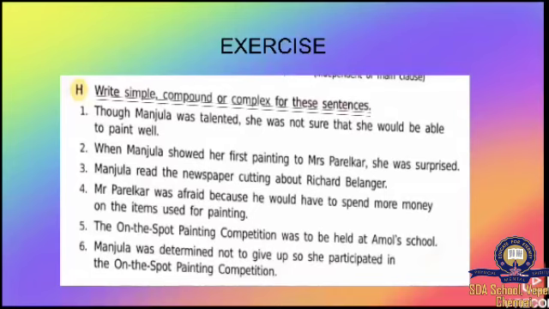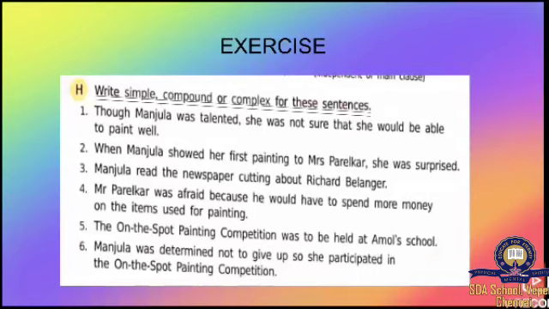Moving on to the fourth sentence. Mr. Palkar was afraid because he would have to spend more money on the items used for painting. So here we see 2 independent clauses being connected by a coordinating conjunction because. So what is it? Yes, it is a compound sentence.